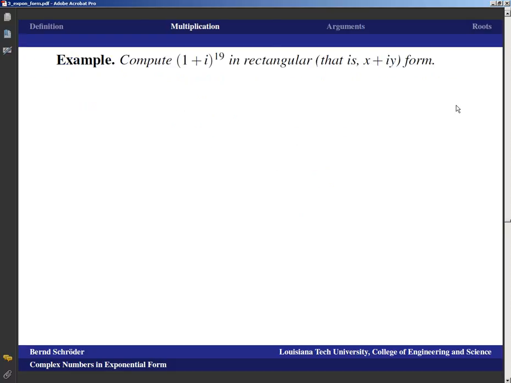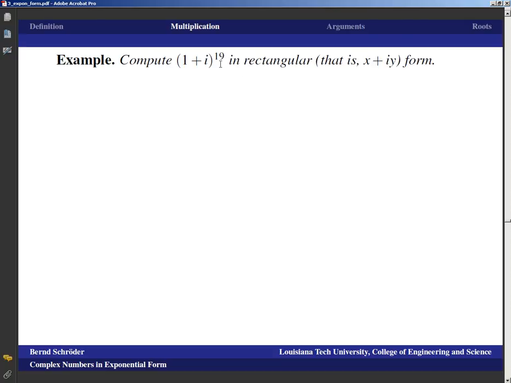As an example, let's compute (1 + i)^19 in rectangular form, that is in x plus iy form. If you wanted to multiply that out with the binomial theorem, I can't stop you because I'm not even in the same room with you, but I would recommend you don't do that because that is no fun at all.